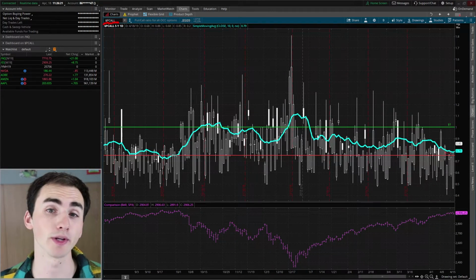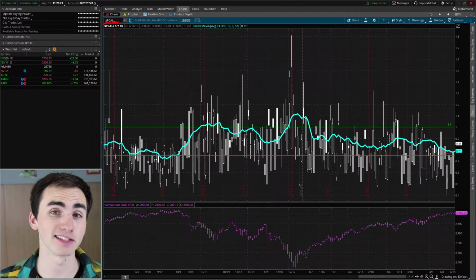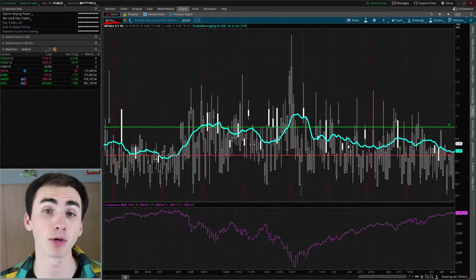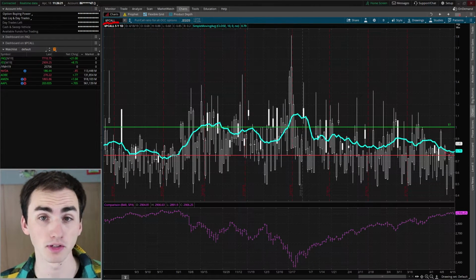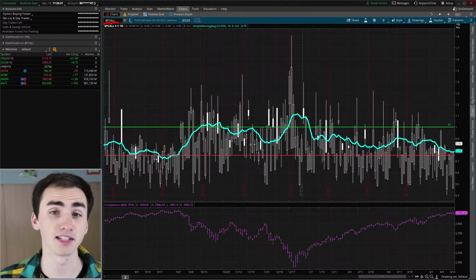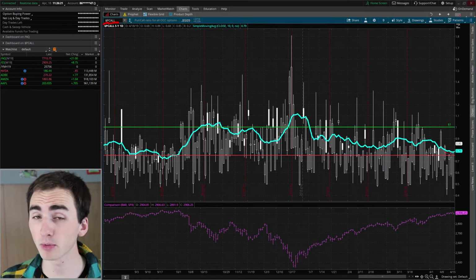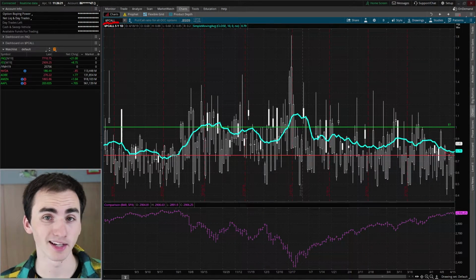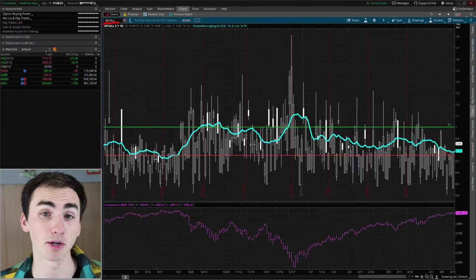With this ratio, if it is at 1, that means there is one put being bought for every one call. Now, if the ratio is below 1, that means there are more calls being bought than puts. Generally, if there are more calls being bought than puts, that means more people want the market to go up. And if there are more puts being bought, more people are thinking that the market's going to go down.